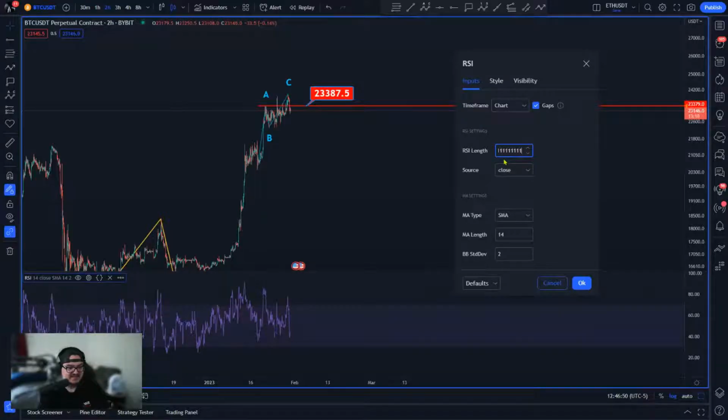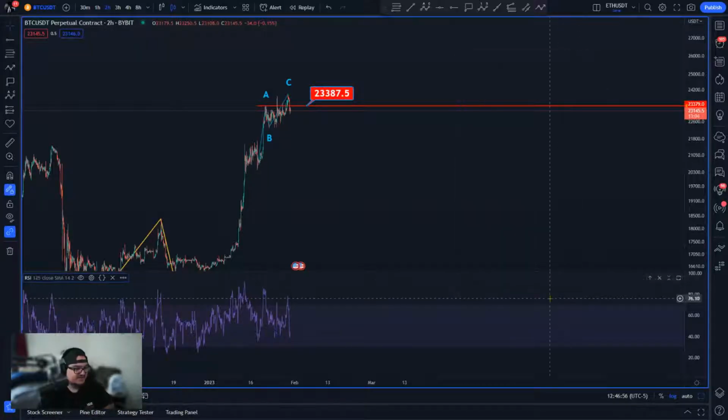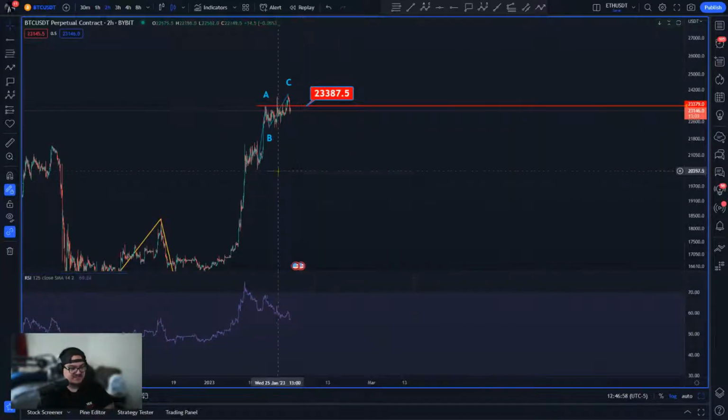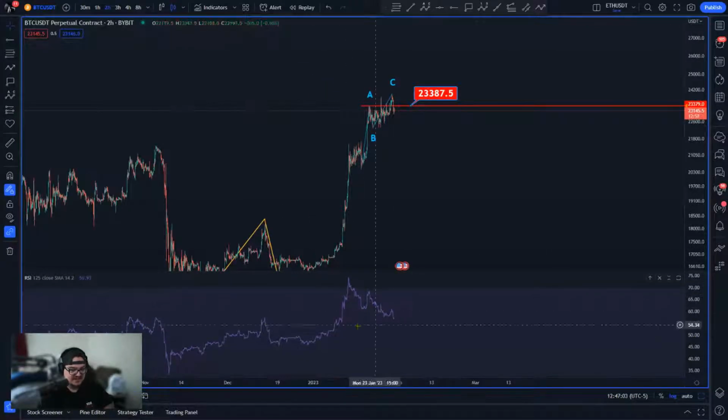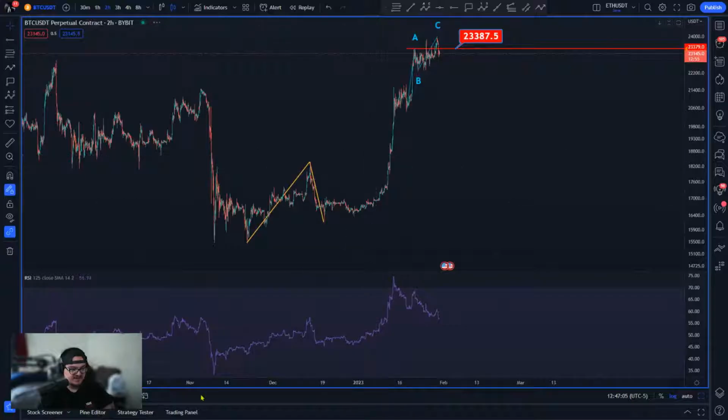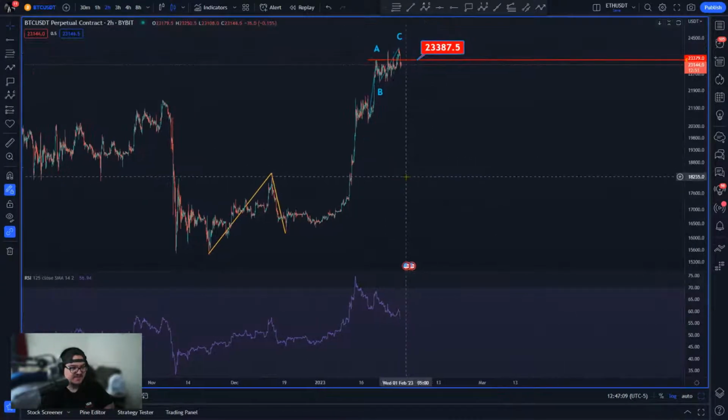That's a big RSI length. Why is this 125? All right, what this does is when you change the value of the RSI to 125, it mimics price action pretty well. But what it does that's different is that it'll show divergences where it actually matters.